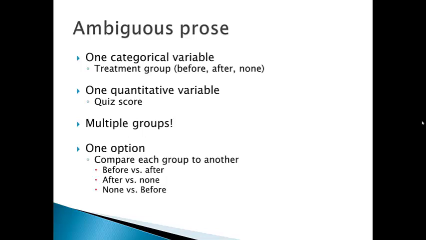In this data, the categorical variable is the treatment group. They see the picture before, after, or not at all. And there's a quantitative response variable, which is the score on the comprehension quiz. This data is different than data we've seen before because there are multiple groups being compared. One option would be to compare each group to another group, before versus after, after versus none, and none versus before.